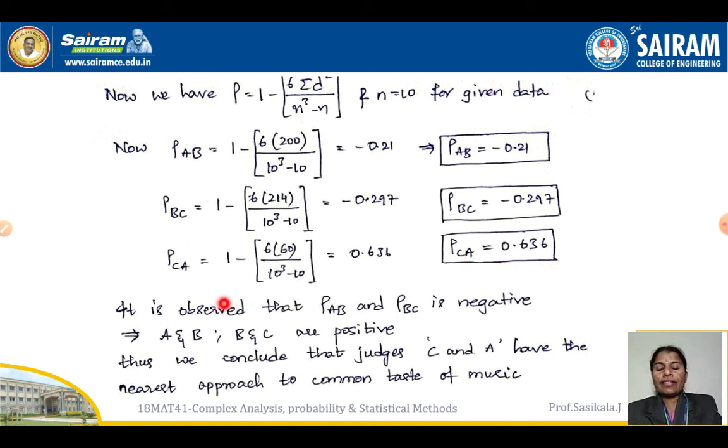So it is observed that AB and BC are negative, while CA is positive. Thus, we conclude that judges C and A have the nearest approach to a common taste in music. So now we have concluded which is the best one: the pair with the highest rank correlation, CA.